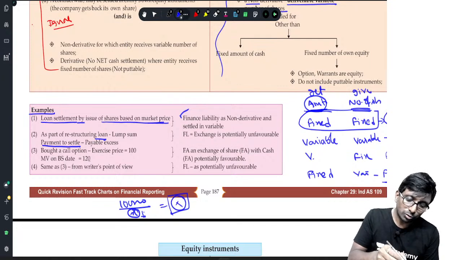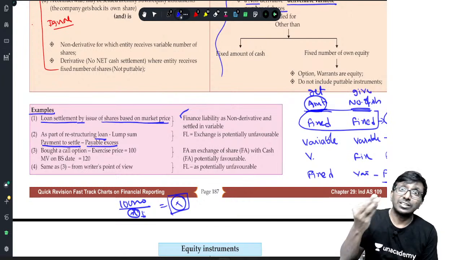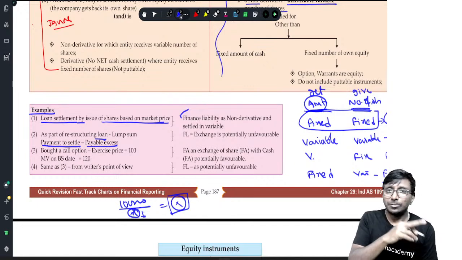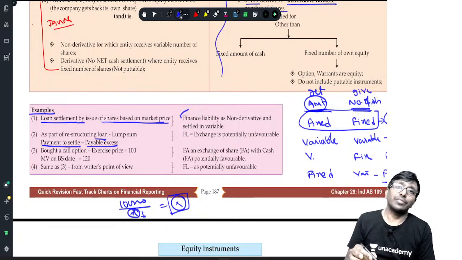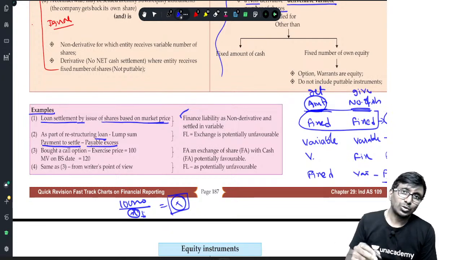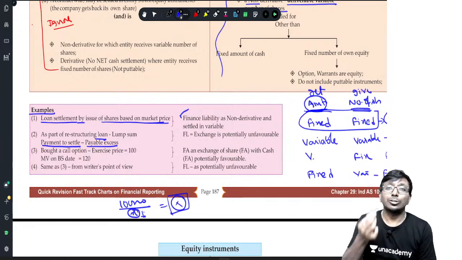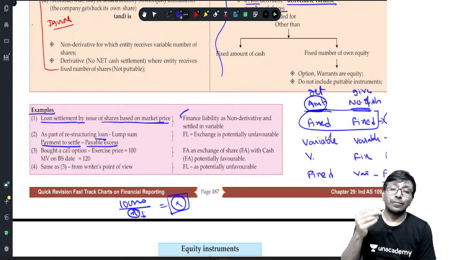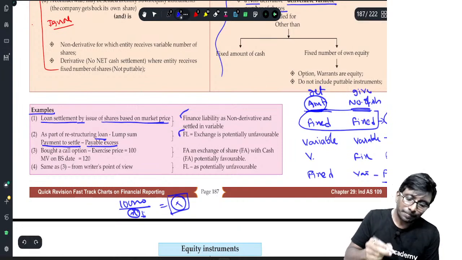As part of the restructuring of the loan, you are supposed to pay a lump sum payment to settle, payable as an excess amount, a little more money than what is there. You are closing the old liability and getting a new liability. You are exchanging a financial liability with another financial liability, wherein you are only losing a little more money. That is an obligation to exchange a financial liability with another financial liability, which is potentially unfavorable to me. Yes, it is also a financial liability.